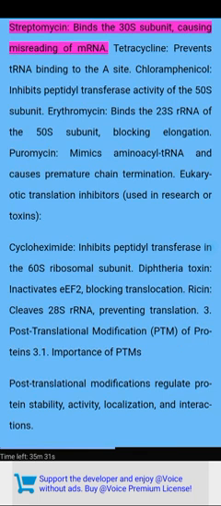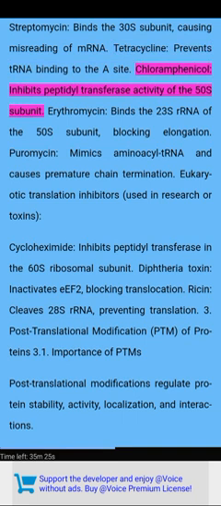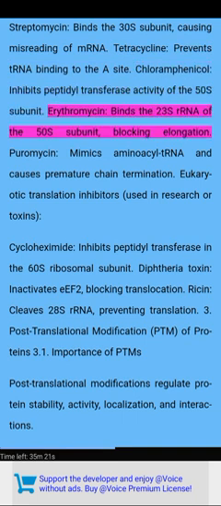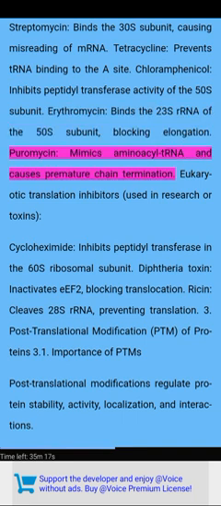Streptomycin binds the 30S subunit, causing misreading of mRNA. Tetracycline prevents tRNA binding to the A site. Chloramphenicol inhibits peptidyltransferase activity of the 50S subunit. Erythromycin binds the 23S rRNA of the 50S subunit, blocking elongation. Puromycin mimics aminoacyl tRNA and causes premature chain termination.